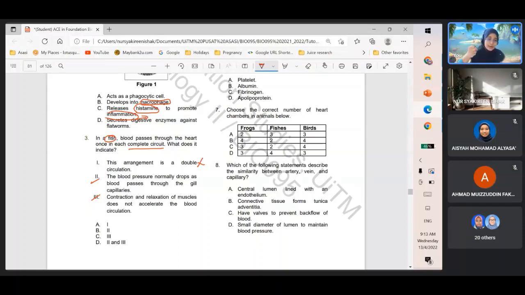So the fish heart will pump the blood out into the gills, into the capillary of gills. So once the blood is out of the blood capillaries in the gills, so obviously the pressure of the blood will be reduced. Okay, the pressure of the blood will be reduced that needs to travel in the systemic circuit.